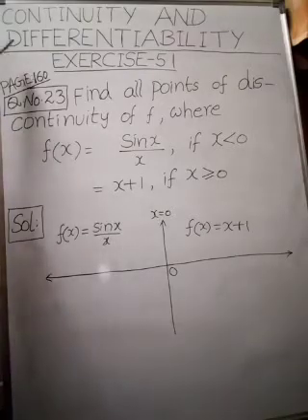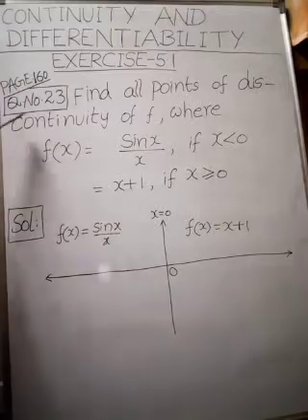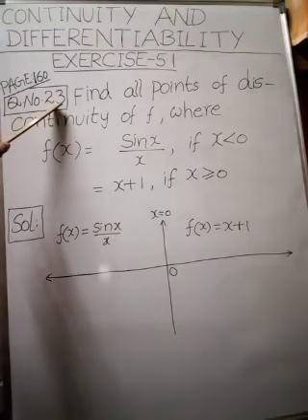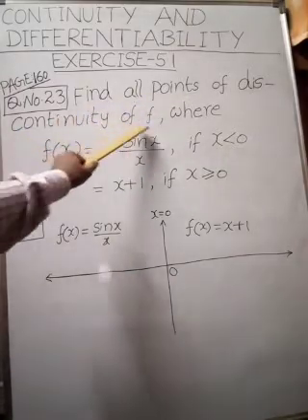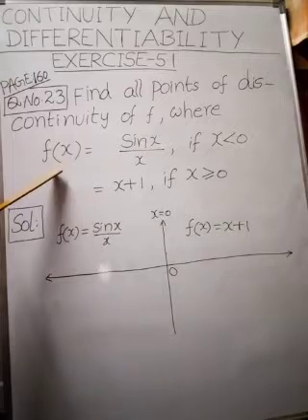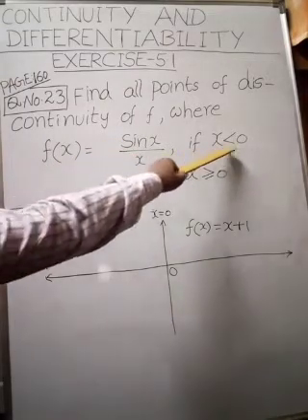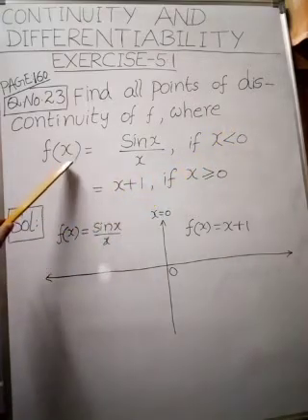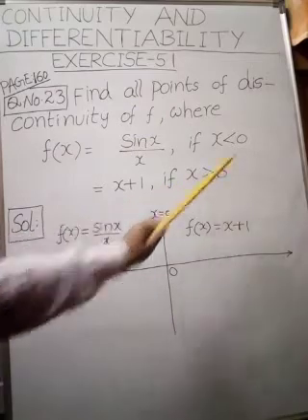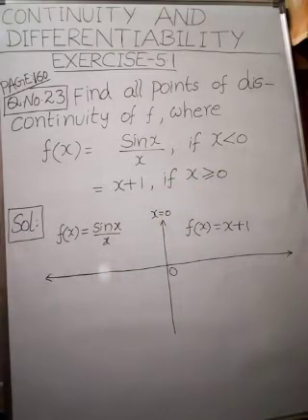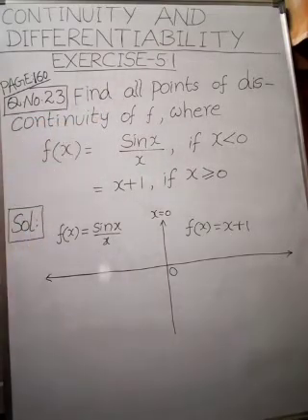Now come to the next question in exercise 5.1, question number 23. Find all points of discontinuity of f, where f of x is equal to sin x by x if x is less than 0, and f of x is equal to x plus 1 if x is greater than or equal to 0. If you observe the given function, here they asked the points of discontinuity.